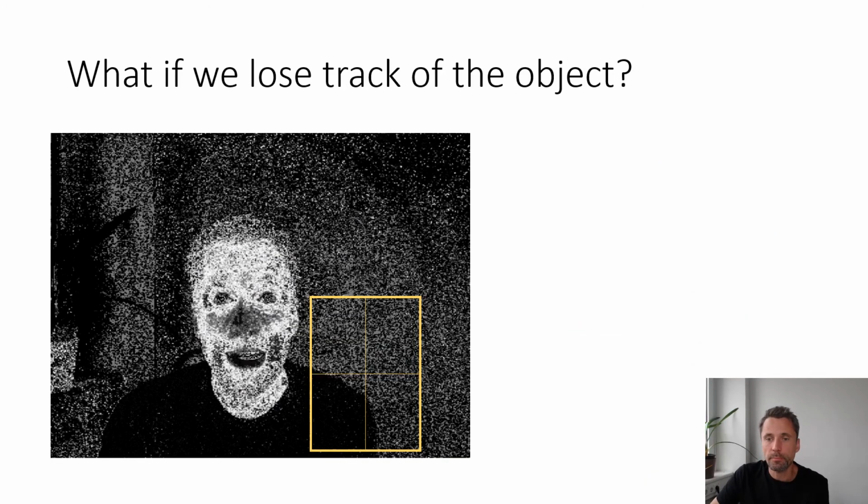Okay. Now, what happens if we lose track of the object, right? So let's think of me having moved to the side, and then the search window is not overlapping with the target distribution anymore. Actually, here the mean that we'll compute will probably move outwards, so away from the face. So how can we make sure that we'll not lose track?